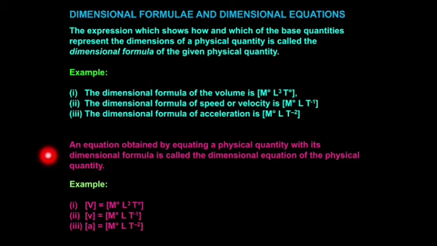Now, what is a dimensional equation? The equation obtained by equating a physical quantity with its dimensional formula is called the dimensional equation of the physical quantity. An equation obtained by equating a physical quantity.